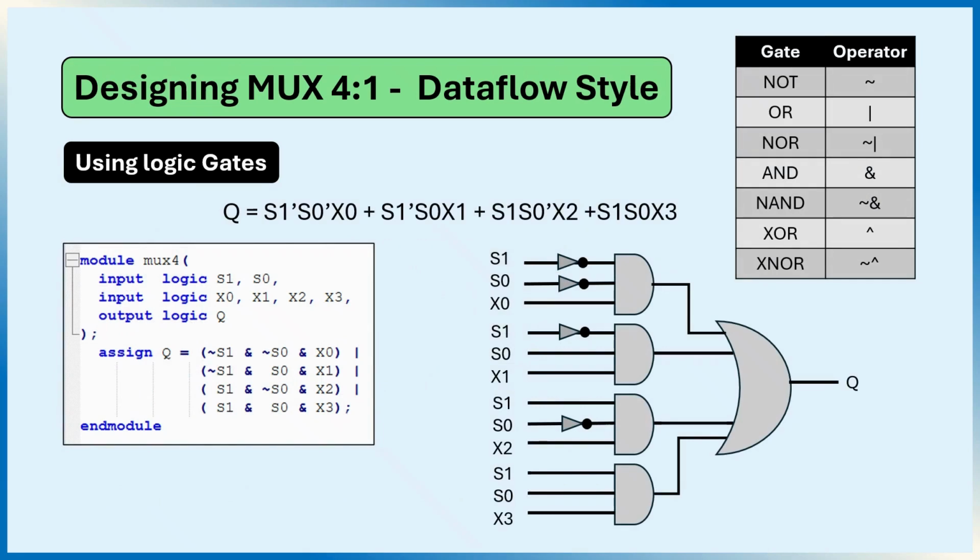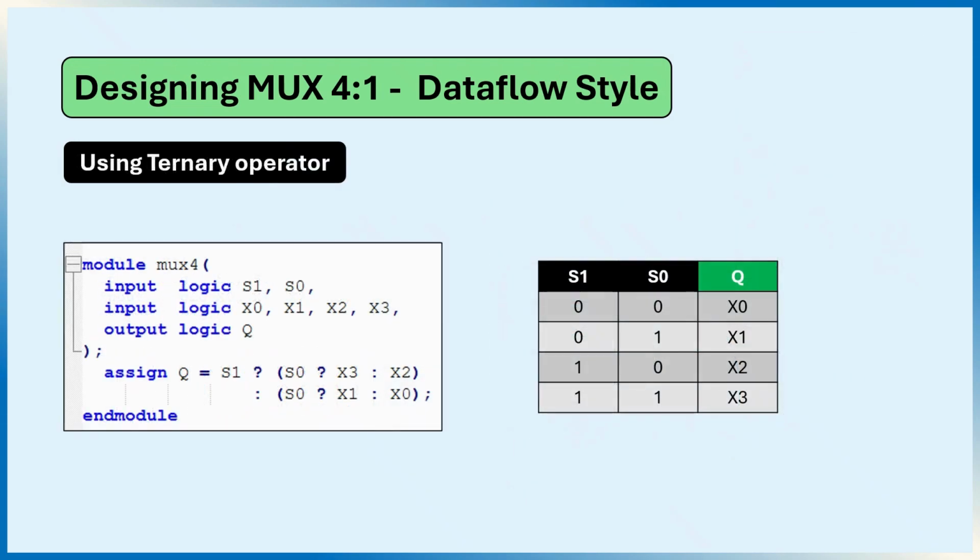In Dataflow style, we use the assign statement with simple logic operators: not, and, or. So Q is assigned directly based on the expression of the select signals and inputs. We can also describe the same multiplexer more compactly using the ternary operator. If S1 equals 0, then the answer will be X0 or X1 depending on S0 value. And if S1 equals 1, then the answer will be X2 or X3 depending on S0 value.